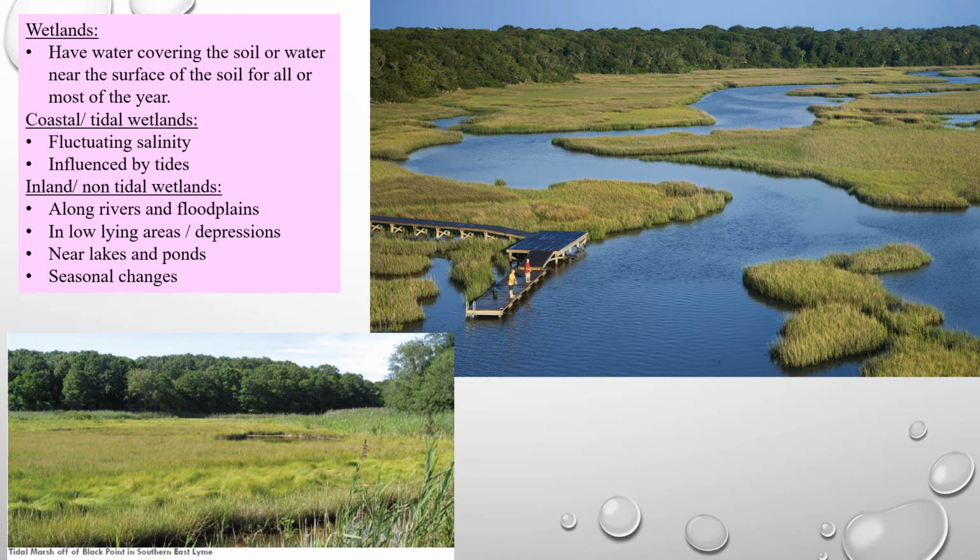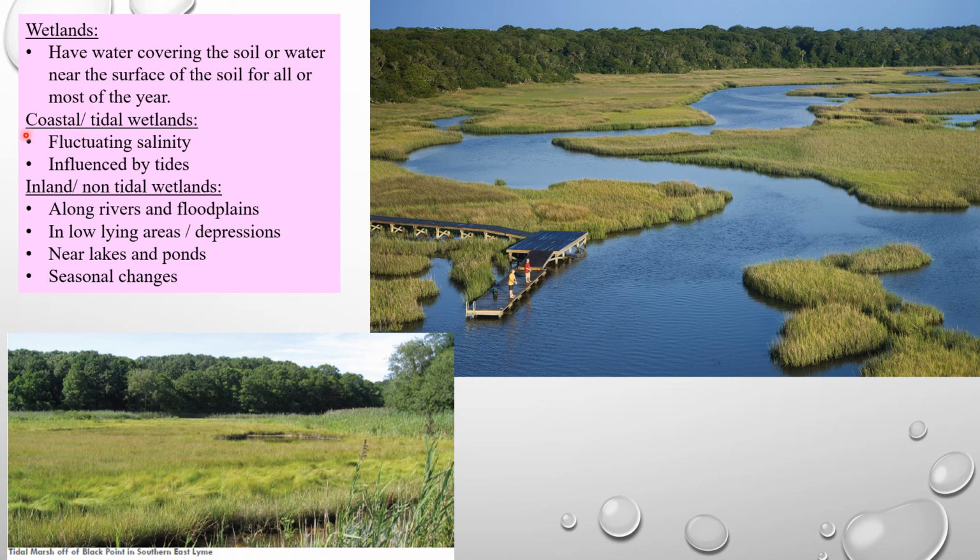Okay, so wetlands are shown in both of these pictures here. Basically, a wetland is an area of land that has water covering the soil, or water covering near the surface of the soil, for all or most of the year. So you walk on these grassy patches and you're walking in watery grassy paths. These are tall grasses that are aquatic grasses. Apparently you really just need to know that we have different types of wetlands.